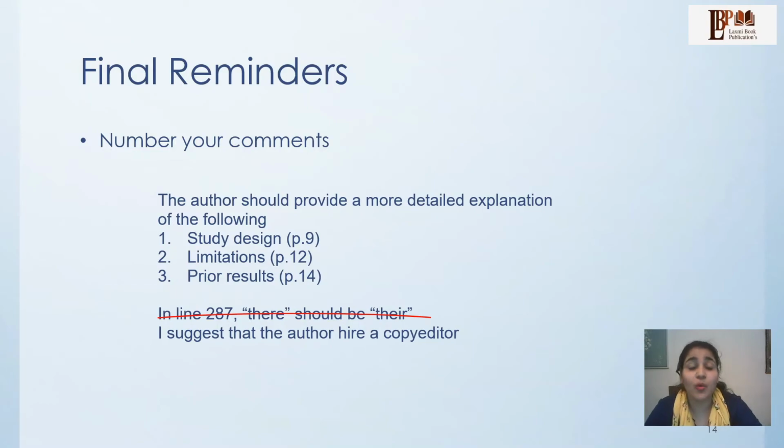Alright, so when we are talking about the final reminders, what are they? The first and most important thing is to number your comments. It's always important to number your comments so that it becomes easier to read. Now, always include line or page numbers so that the authors know what you are following. The authors should actually know what you are following and whether you are going in the right direction or not, because the authors will be reading your comments.